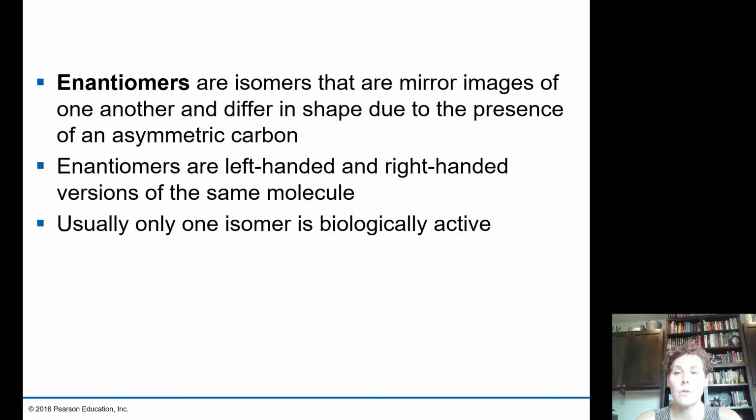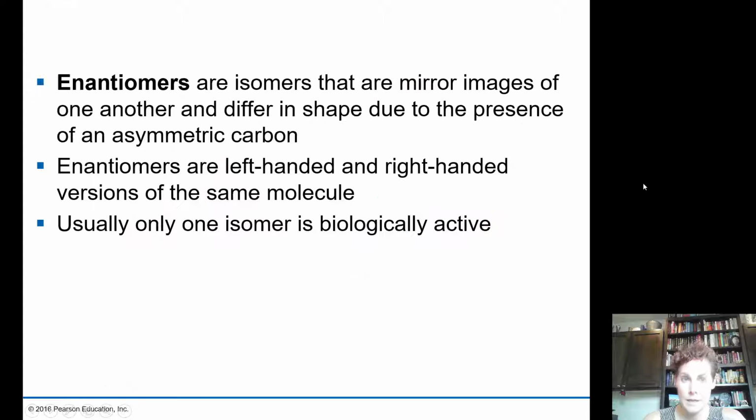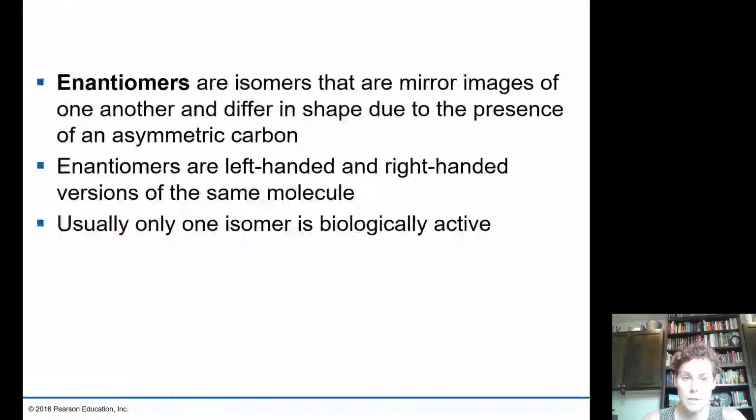Enantiomers are isomers that are mirror images of one another, and so they differ in shape due to the presence of being asymmetric. Enantiomers are right-handed and left-handed versions of the same molecule. So again, mirror images. Usually only one isomer is biologically active though. So, mirror images of one, the L and the D. So isomers have enantiomers, cis-trans isomers, and structural isomers.